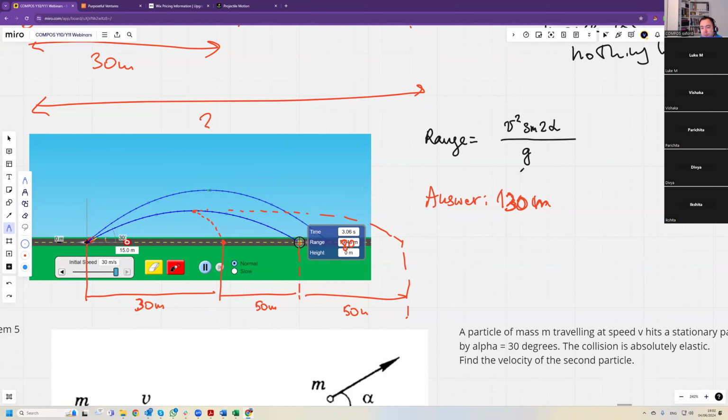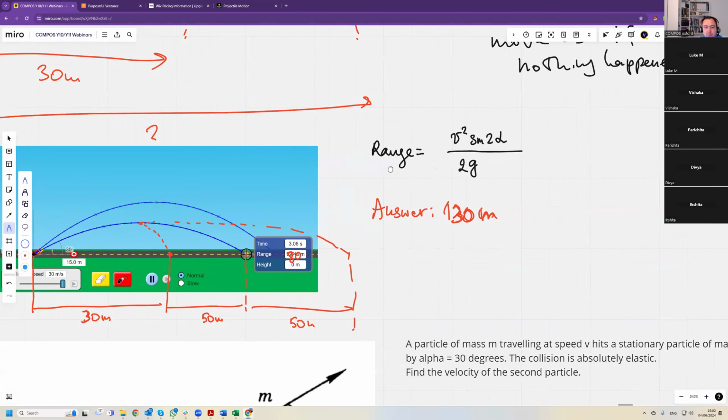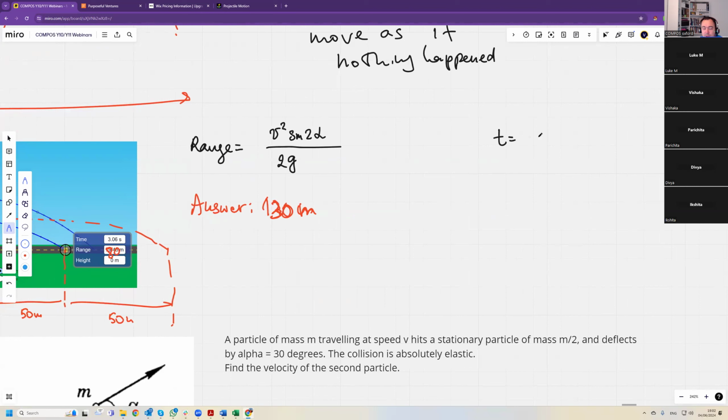No, 2g. Does that sound right? So time is 2v sine alpha over g, and v cos alpha, 2v sine alpha over g multiplied by v squared. Okay, there's no 2.